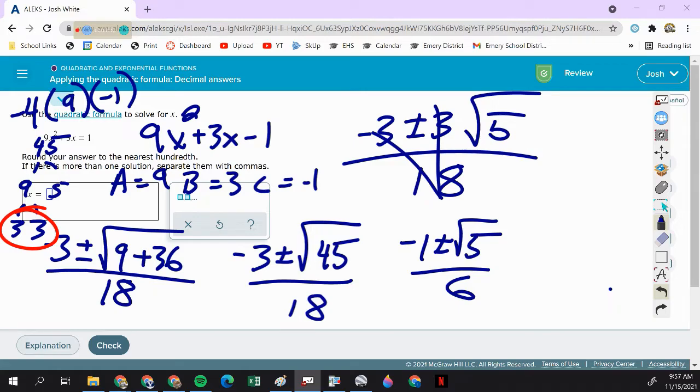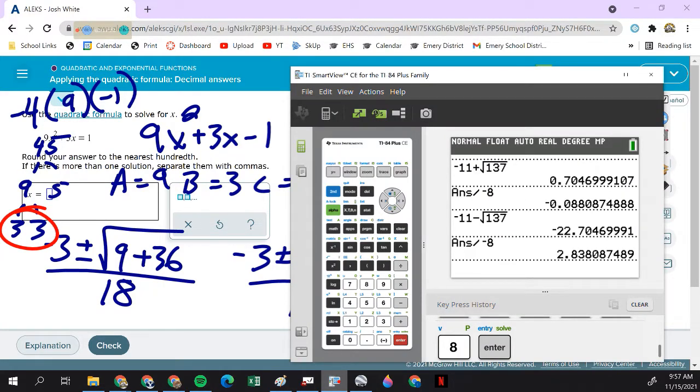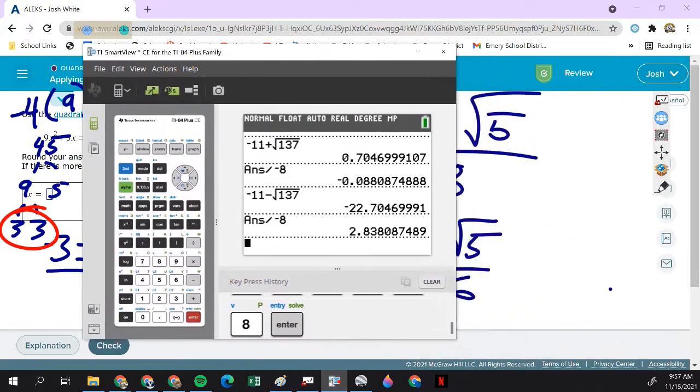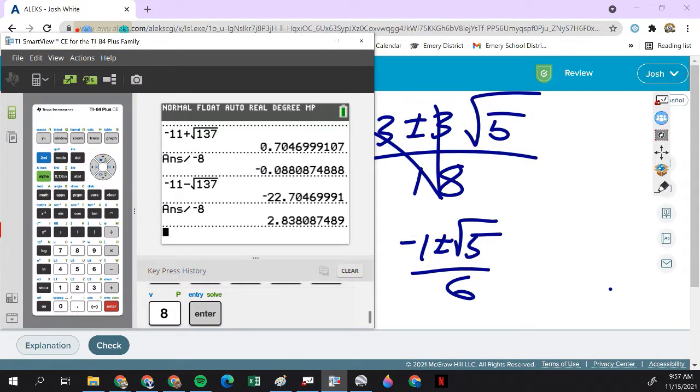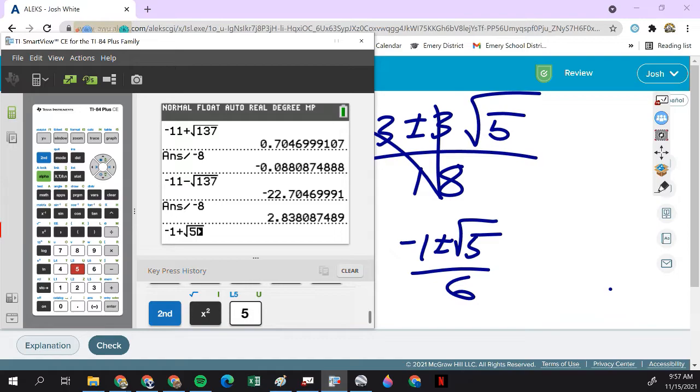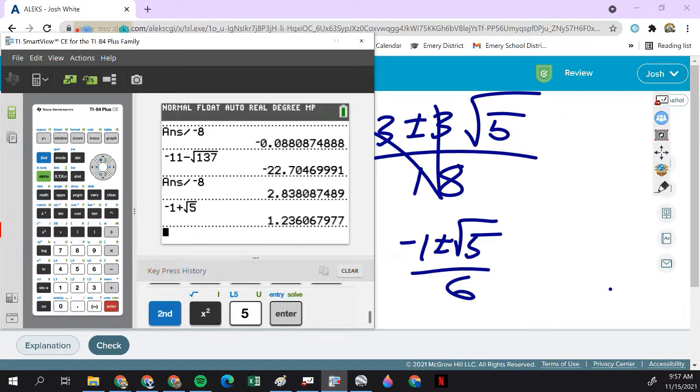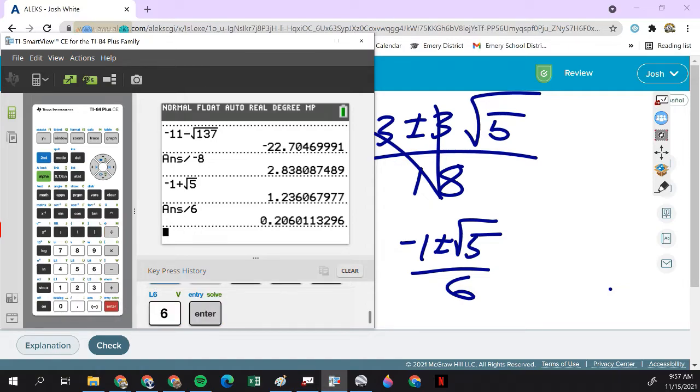So now I need the decimal answer. My calculator go. So let's see if I can move it over far enough. So negative 1 plus the square root of 5. And if I just put divide by 3 right here, I'm going to get the wrong answer because I want to divide the 1 and the root 5. So I'm going to hit enter, or divide by 6 I meant. So one answer is 0.2, and we're rounding to the nearest hundredth. So this would be 0.21.